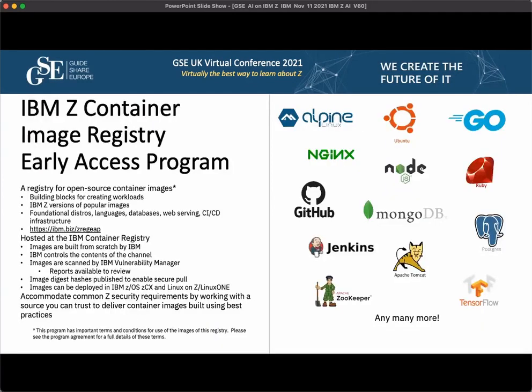I'm going to skip that chart. Just wanted to make sure that you are aware that we have this IBM Z container image registry, which is a curated and trusted channel where you can pull a lot of these open source containerized images, and they're available for you. As I said, TensorFlow is one, but there's many others out there, and you can just grab them and pull them into any of our Linux environments, whether it's Linux One, Linux on Z, or zCX, z/OS container extensions on the z/OS side.